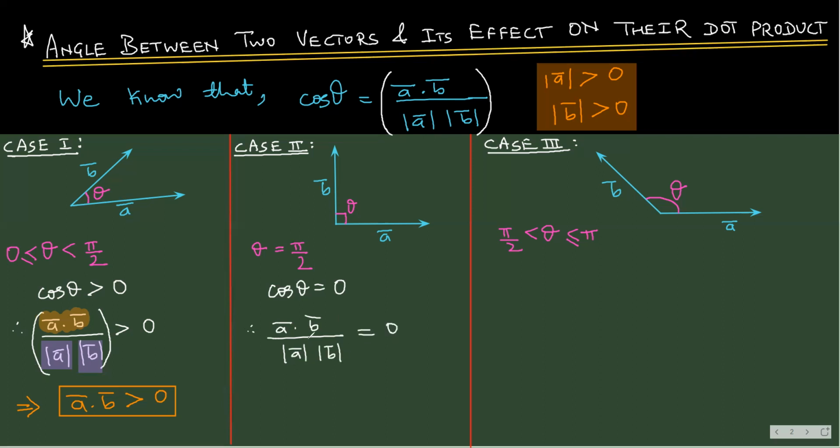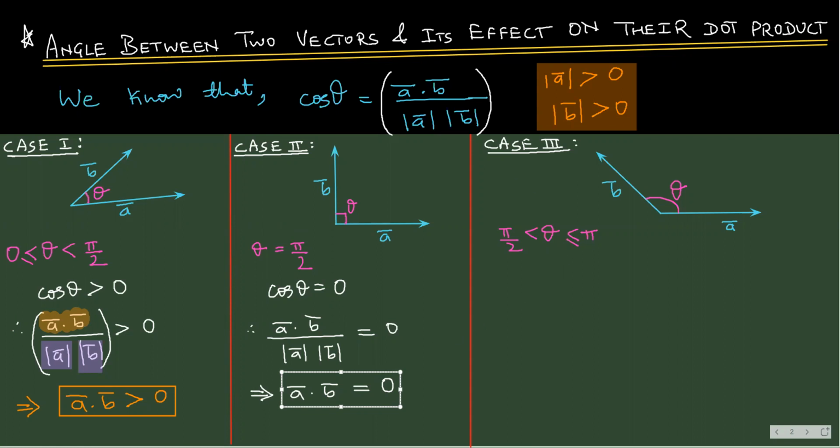Now you know, if this ratio has to be 0, it is the numerator which will have to be 0. So the numerator will be a bar dot b bar. So this implies a bar dot b bar is equal to 0. So this is another very important conclusion we arrived at. And what is that? If the angle between two vectors is 90 degrees, their dot product is equal to 0.